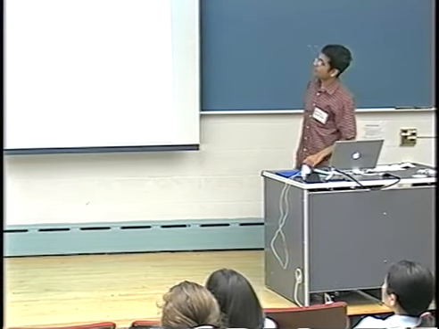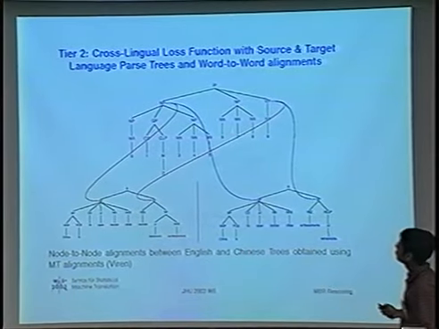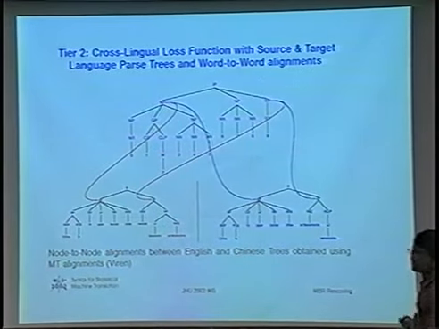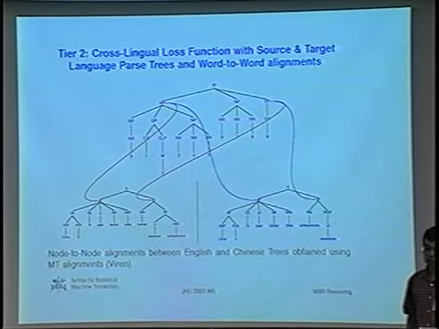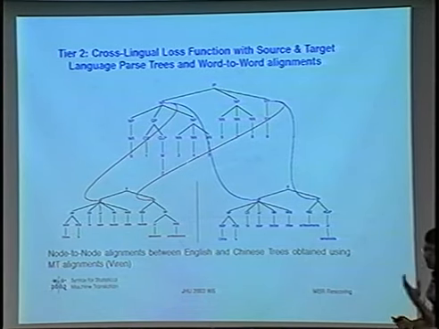So now comes the top level here in the hierarchy, where we use the maximum availability of resources in both languages, namely source and target parse trees and word-to-word alignments. This closely follows from the work of Viren and Anu, which they described earlier. So the problem is this.